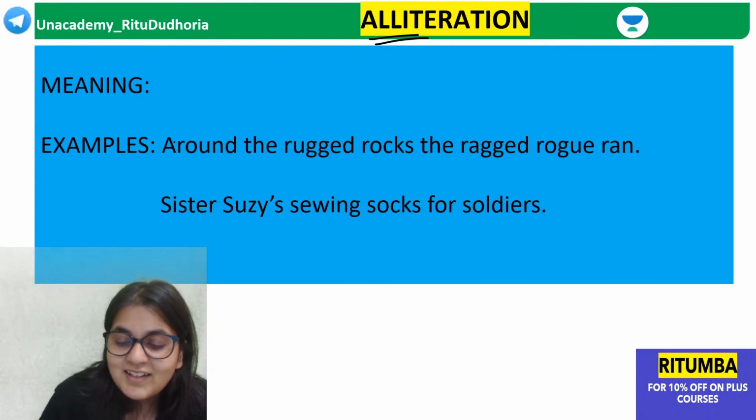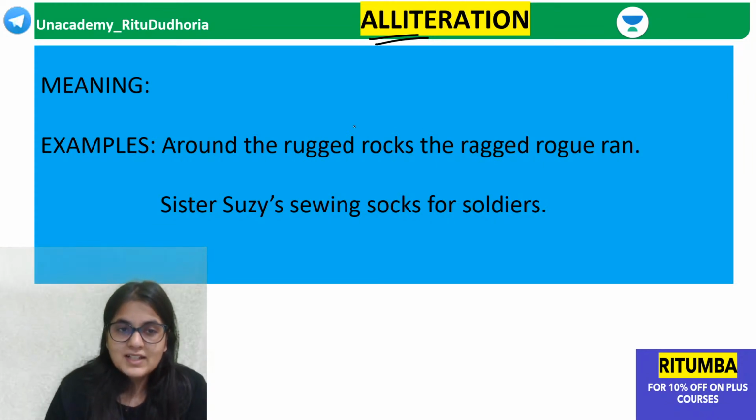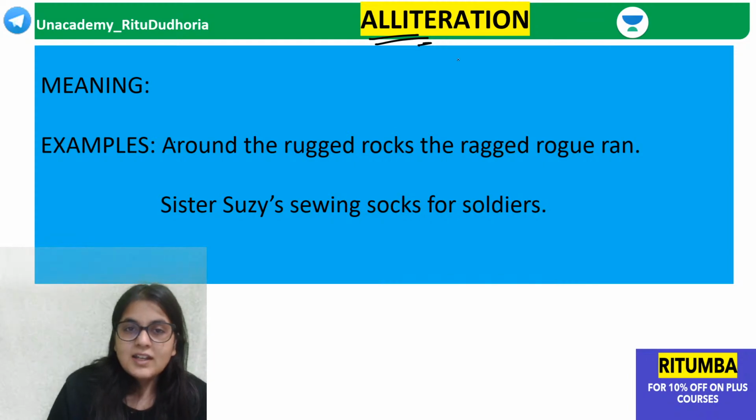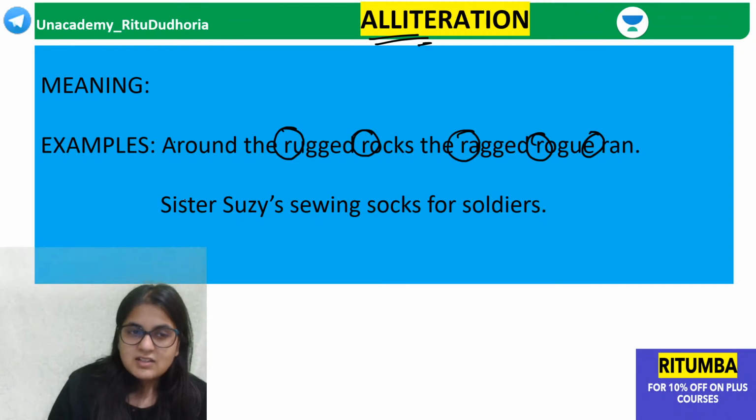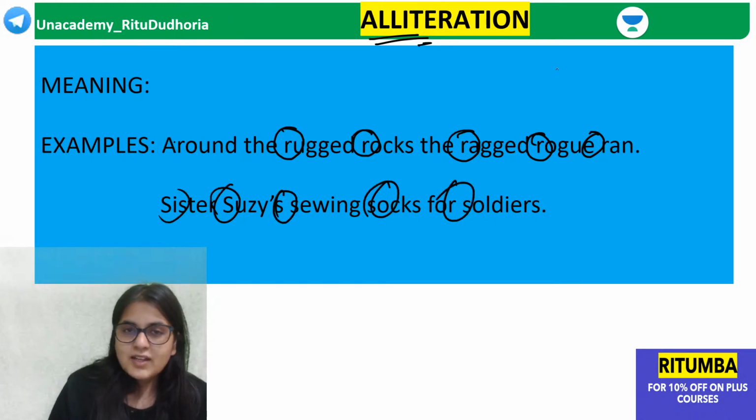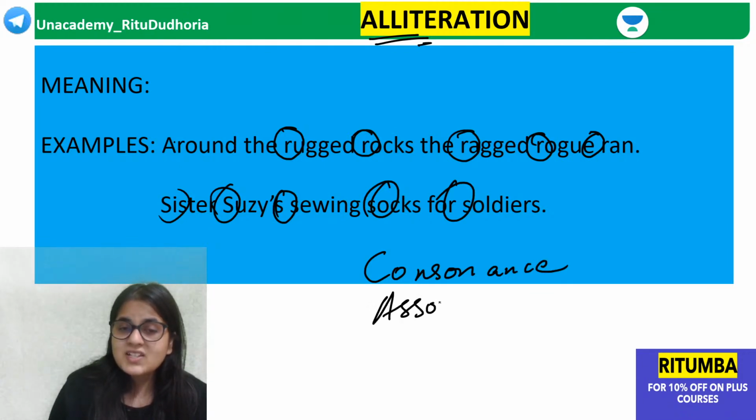Great, Arsh, correct. Okay, so guys, I want you to remember the difference between alliteration. Alliteration is basically the repetition of the same letter. Look at this. Rugged rocks, ragged rogue ran. Here, of course, you would have figured it out, R, R, R and R. Now, guys, alliteration has two types: one is consonance and the other one is assonance.